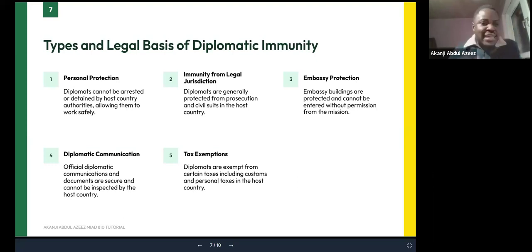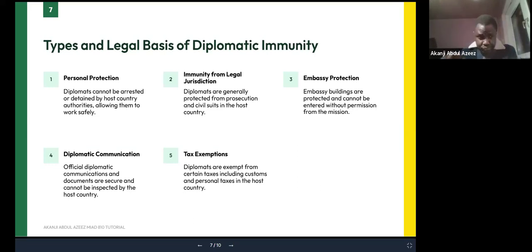Listen now. The next type of immunity they have is tax exemption. They have been exempted. That is, diplomats are often exempted from certain taxes in the host country. If they send you from Nigeria to a country as a diplomat, there are some taxes you will not pay. This includes custom duty, personal tax. You are not going to pay it in the host country. These are the immunities you have as a diplomat.